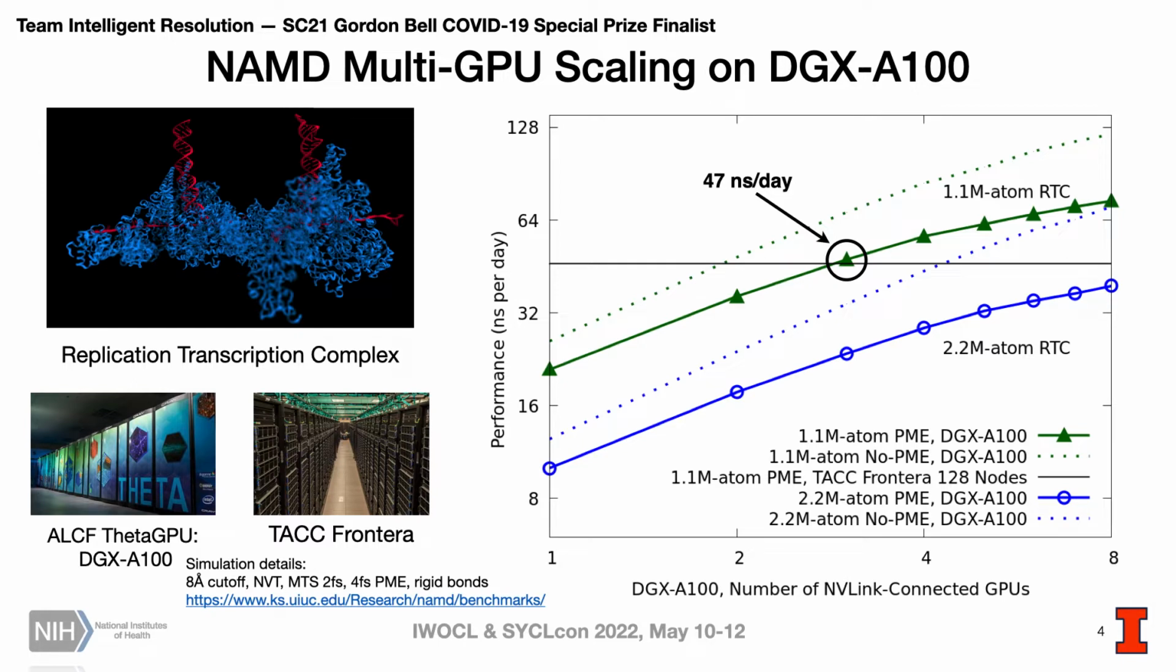The NAMD team also collaborated last year on another project that was also a Gordon Bell Special Prize finalist at SC21, studying the replication transcription complex, which is a multi-domain protein responsible for replicating and transcribing the viral mRNA inside a human cell. Attacking this function with pharmaceutical compounds is a pathway to treating COVID-19.